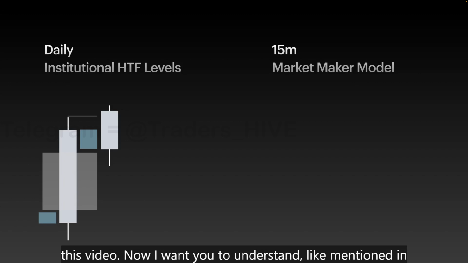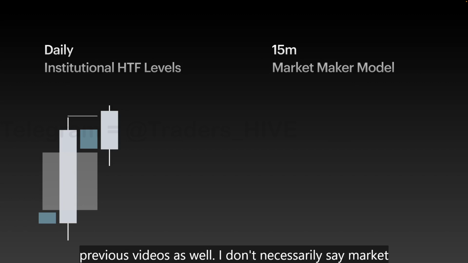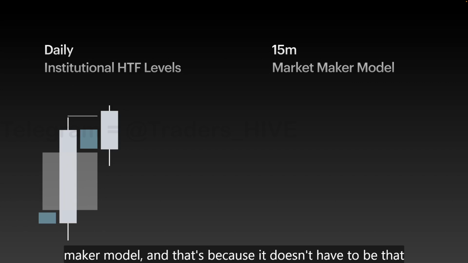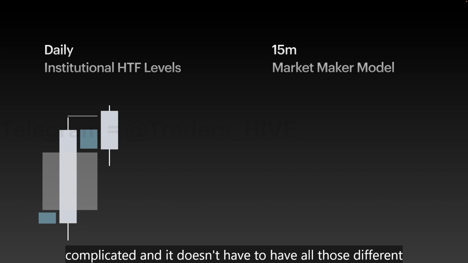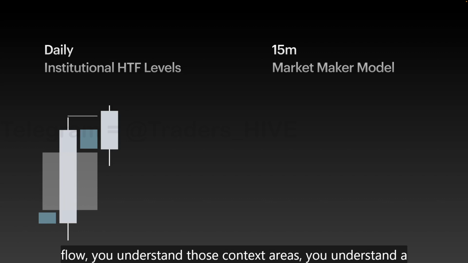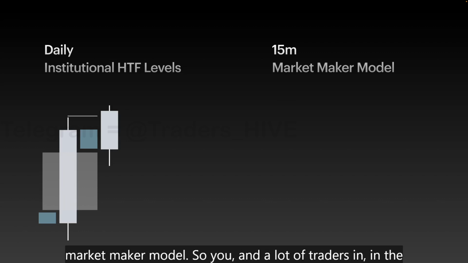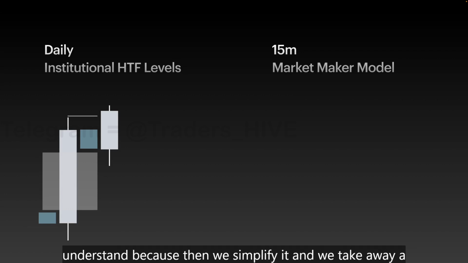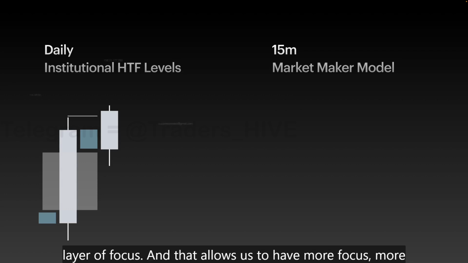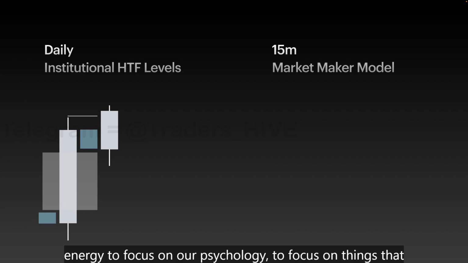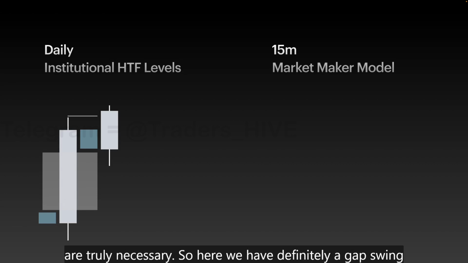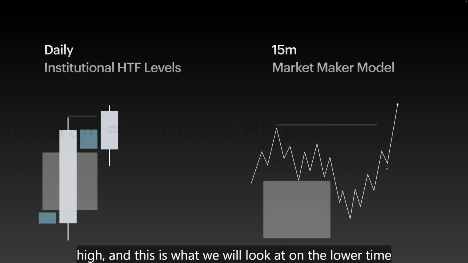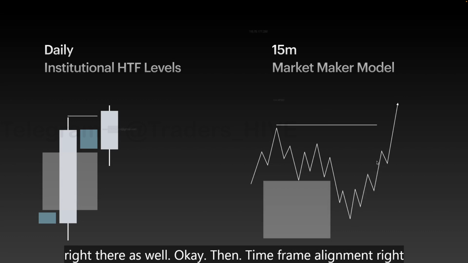Now, like mentioned in previous videos as well, I don't necessarily say market maker model, because it doesn't have to be that complicated, and it doesn't have to have all those different levels of a market maker model. If you understand order flow and those context areas, you understand a market maker model. A lot of traders in the MMT understand a market maker model, whilst we have never named it that. That's important, because then we simplify it and take away a layer of focus. That allows us to have more energy to focus on our psychology, on things that are truly necessary. So here we have that fair value gap at swing high, and this is what we will look at on the lower time frame, how we can capitalize and look for entries right there as well.